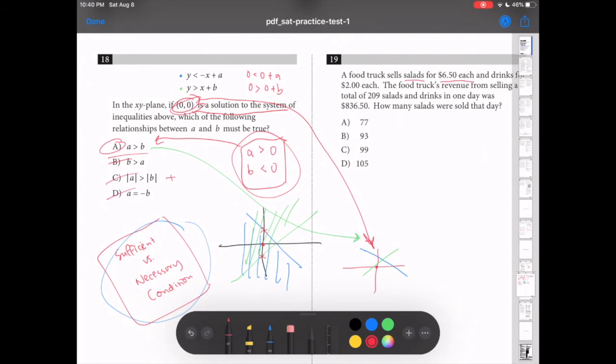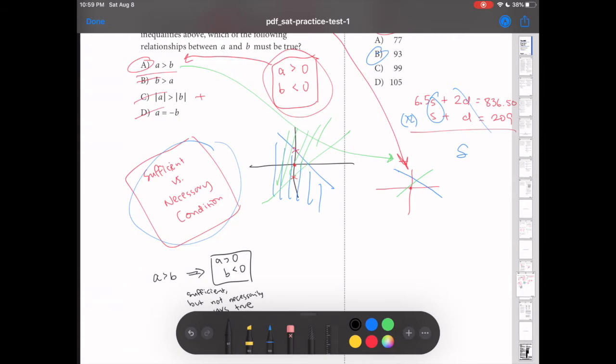19. More linear equations. So very simply, we can just write an equation, and this will be pretty easy to solve. Salads for $6.50 each and drinks for $2 each. So 6.5s plus 2d. They made a total of $836.50. And salads plus drinks, they sold a total of 209. Very simple elimination. For d, you can just multiply this whole row by 2, and then you can eliminate d. You should be able to solve for s, which is the variable we want, salads. The answer, in the interest of time, should be B, 93.